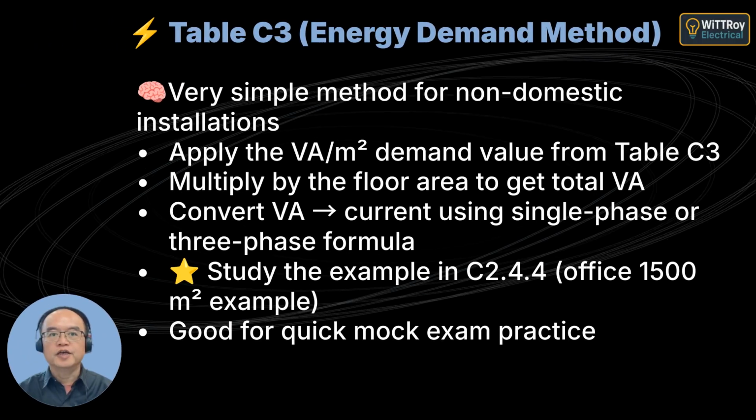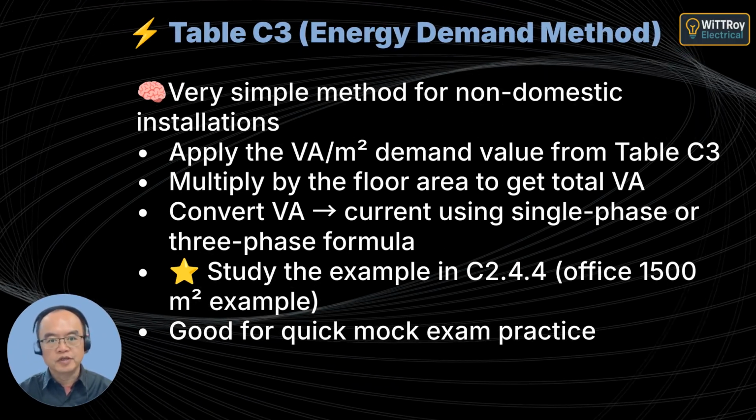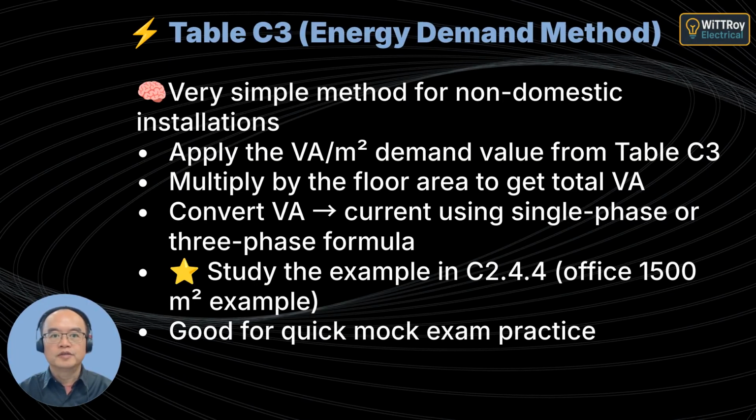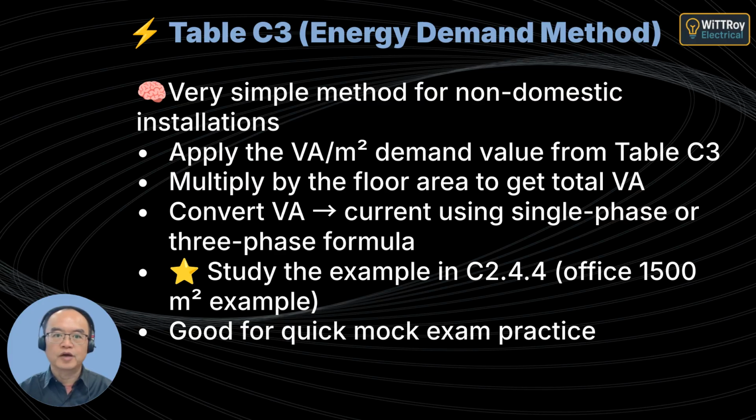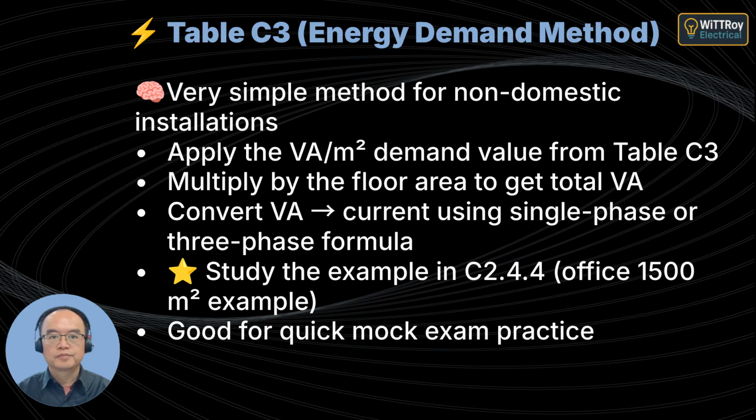Table C3 is the energy demand method for non-domestic loads. It is a simple method. Choose the VA per square meter from the table, multiply by the floor area, and then convert the result to current using the normal current formula. Make sure you study the example in C2, 4.4, because it shows the full process. Once you understand that example, this method becomes very easy. Practice a few mock questions and you will be confident for the exam.